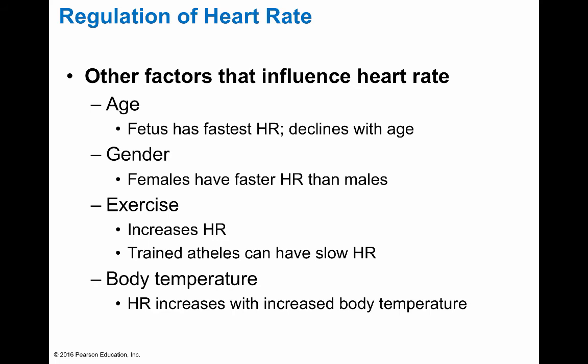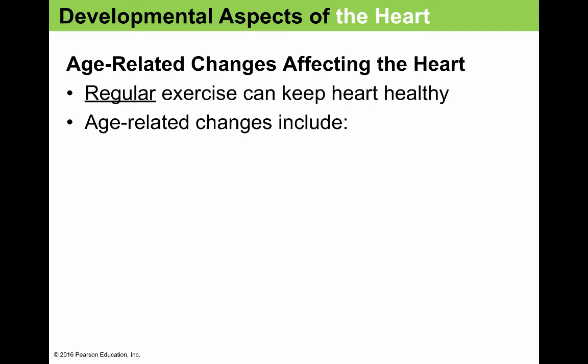Other factors that can influence heart rate are age. Obviously, fetuses have the fastest heart rate and it declines with age. Females have a faster heart rate than males. Exercise increases your heart rate. Basically, during exercise, and then in trained athletes, over time you can actually slow your heart rate. Body temperature, heart rate can increase if your body gets warmer. And if you incorporate regular exercise into your routine, you can keep your heart healthy, and you can basically fix age-related changes.